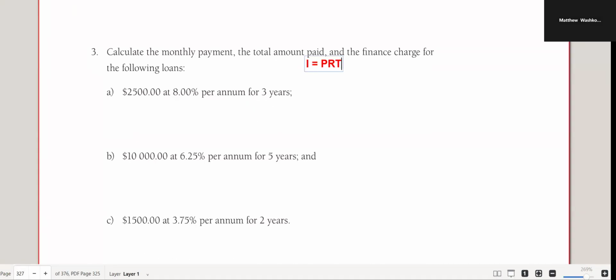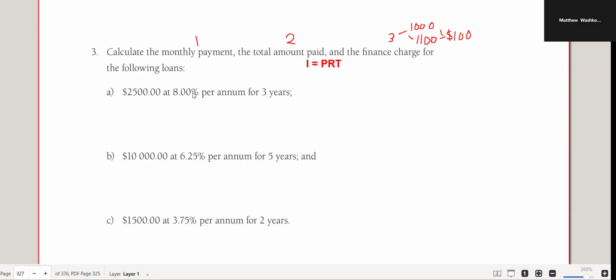If we're looking at question three, it wants us to find the monthly payment, one thing, the total amount paid, a second thing, and the finance charge, or think of it like the interest, for the following loans. Let's say for example I take out a loan for $1,000, but I have to pay $1,100 back. It's the privilege of getting that money. The finance charge here would be $100. It's the difference between what I needed and what I'm paying as interest for the loan.